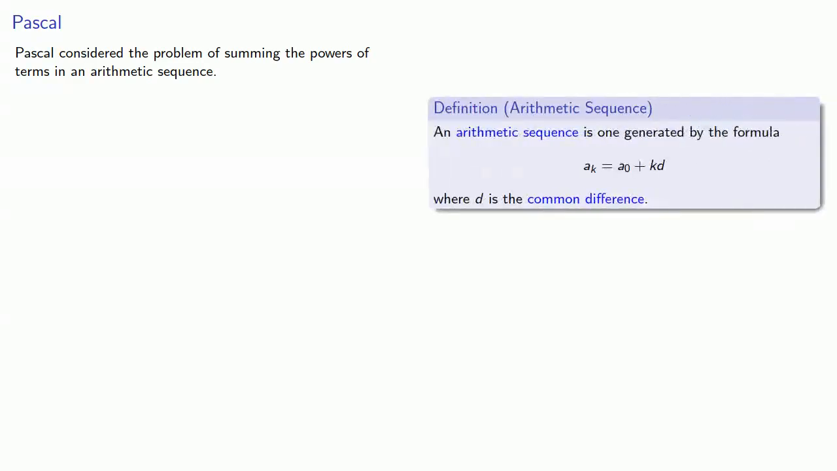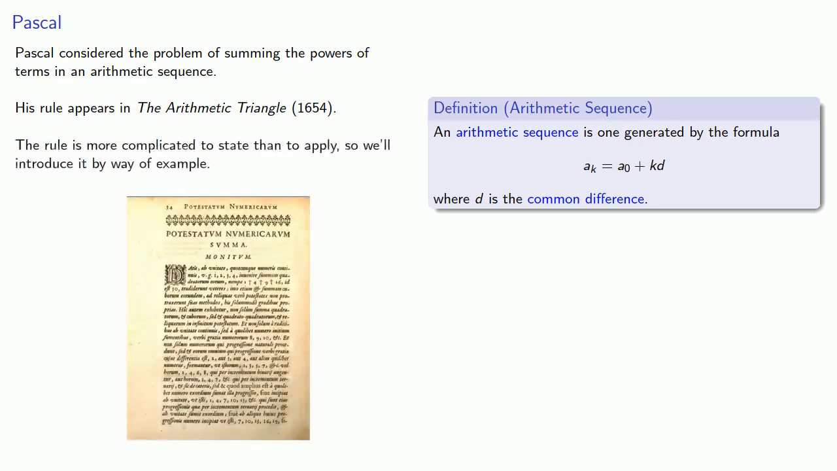Pascal considered the problem of summing the powers of terms in an arithmetic sequence. So remember that an arithmetic sequence is one generated by a formula a_k equals a_0 plus kd, where d is the common difference. His rule appears in the arithmetic triangle. The rule is more complicated to state than to apply, so we'll introduce it by way of examples.